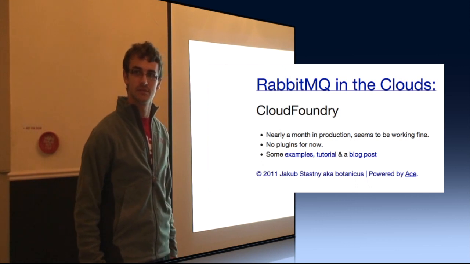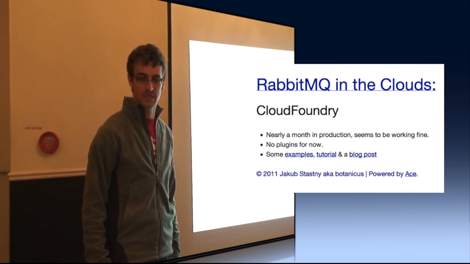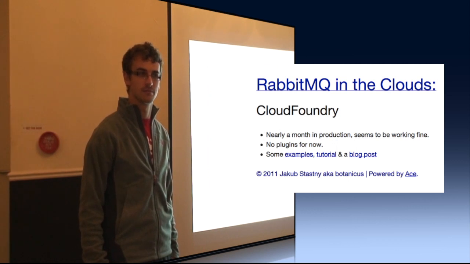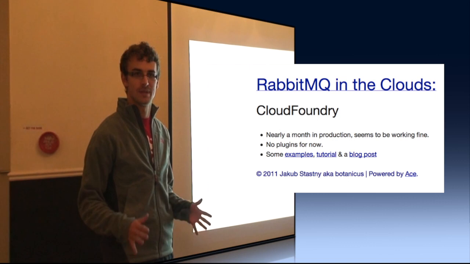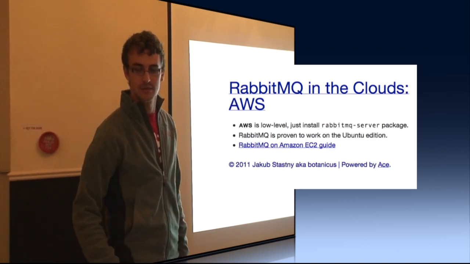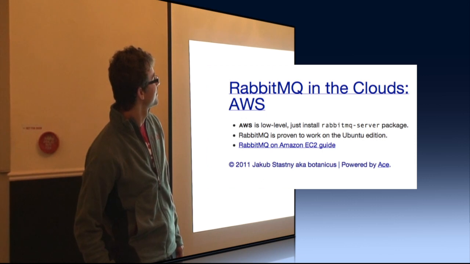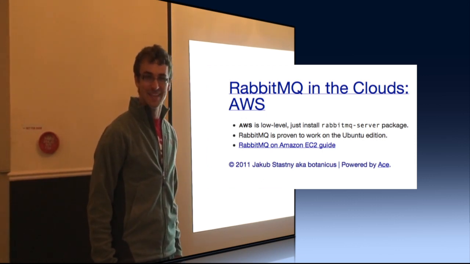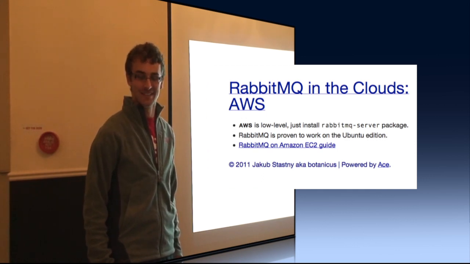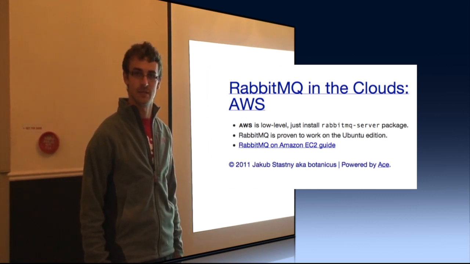RabbitMQ is also working on Cloud Foundry for quite some weeks. It looks like it works fine. Unfortunately, there are no plugins for now, and as far as I know, there is no decision whether some plugins will be supported or not. We have to see. And last, Amazon Web Services is quite low level. It's definitely working on the Ubuntu image, so you can just install it like anything else, and there is a link to a guide on how to make it work on Amazon.